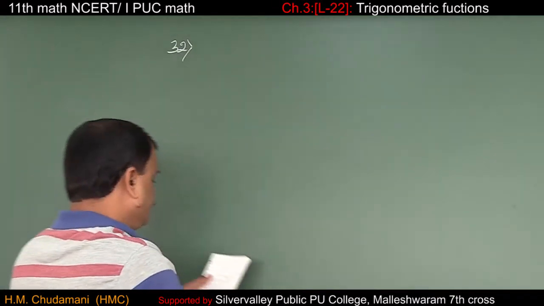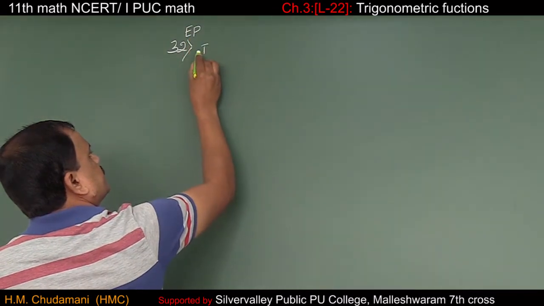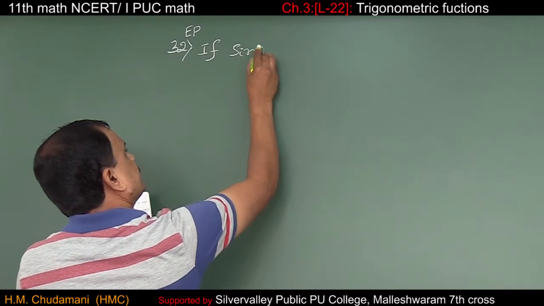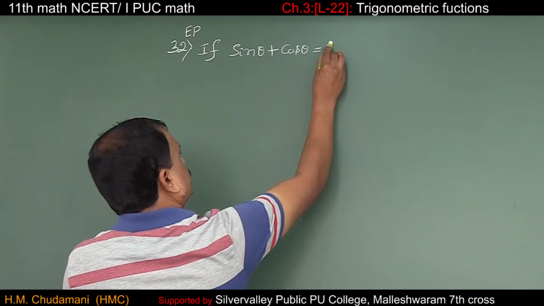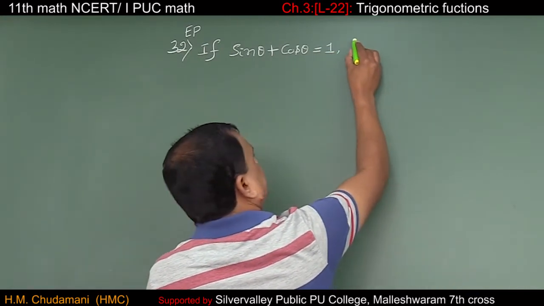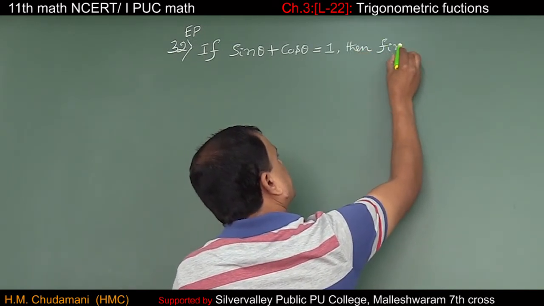Question number 32. An exemplar problem again. If sin theta plus cos theta is equal to 1, find sin 2 theta.